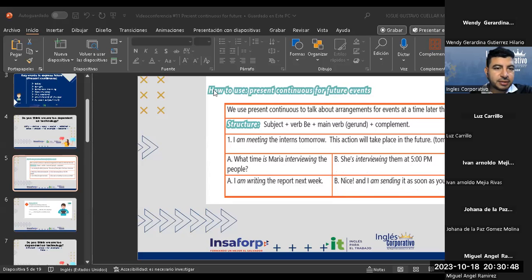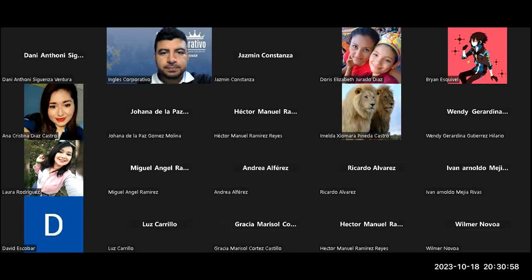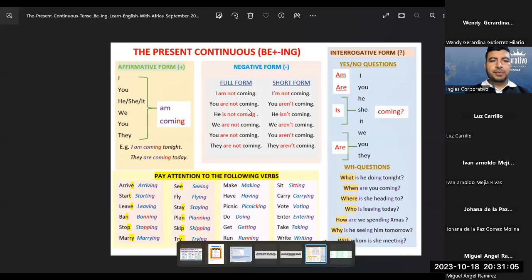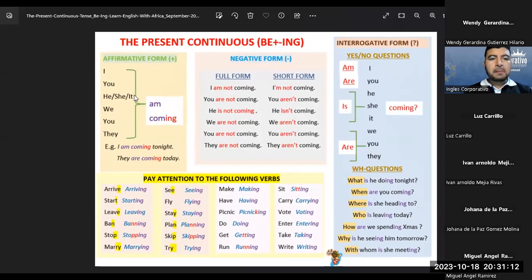Well, more explanation. Vamos a más explicación. Let me show you this. Okay. We're going to focus. Nos vamos a enfocar en ciertas partes de esta hoja. Y se la voy a enviar siempre. Okay. Tenemos affirmative form. Tenemos la forma positiva o afirmativa. ¿Verdad? Que se utiliza así. Obviamente que aparte del am, podemos utilizar is y también are, ¿ok?